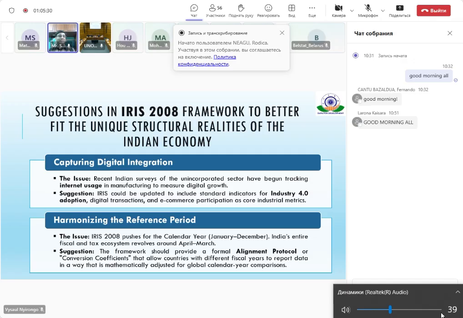Next important part is capturing digital integration. Recently, in India, surveys of the unincorporated sector have begun tracking internet usage in manufacturing to measure digital growth.